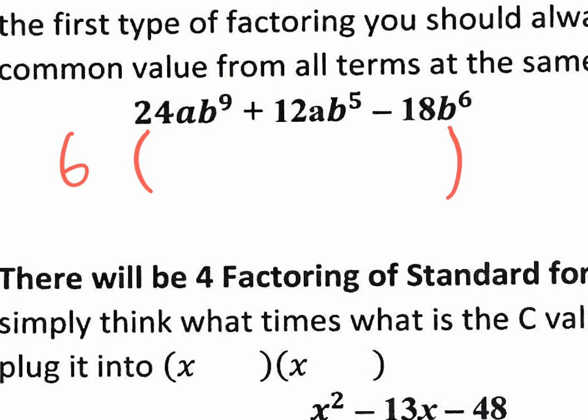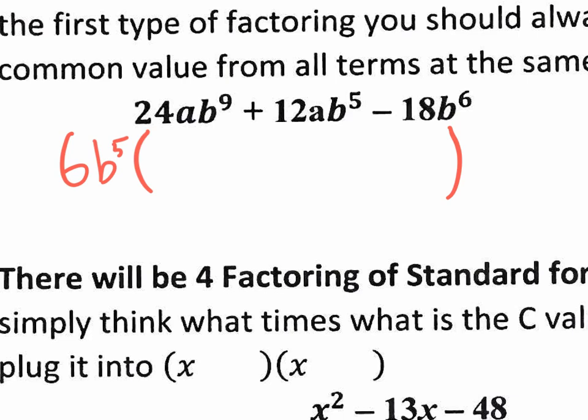Now, how about letters? Are there A's in all 3 terms? No. Are there B's in all 3 terms? Yes. How many B's? The maximum amount of B's you could pull out from all 3 of them at the same time is 5. So we're pulling out B to the 5th. So the GCF is really 6B to the 5th, right?